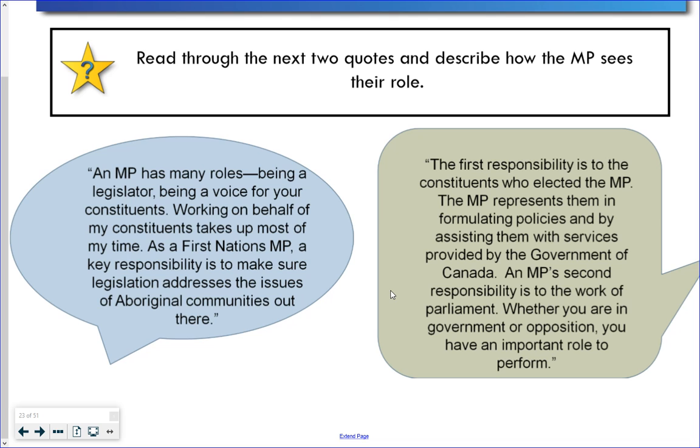Okay, so let's look at the quote on the right. The first responsibility is to constituents who elected the MP. The MP represents them in formulating policies and by assisting them with services provided by the Government of Canada. An MP's second responsibility. So obviously, the first responsibility is to represent the people that vote you in. The second responsibility is to the work of Parliament. Whether you are in government or opposition, you have an important role to perform.